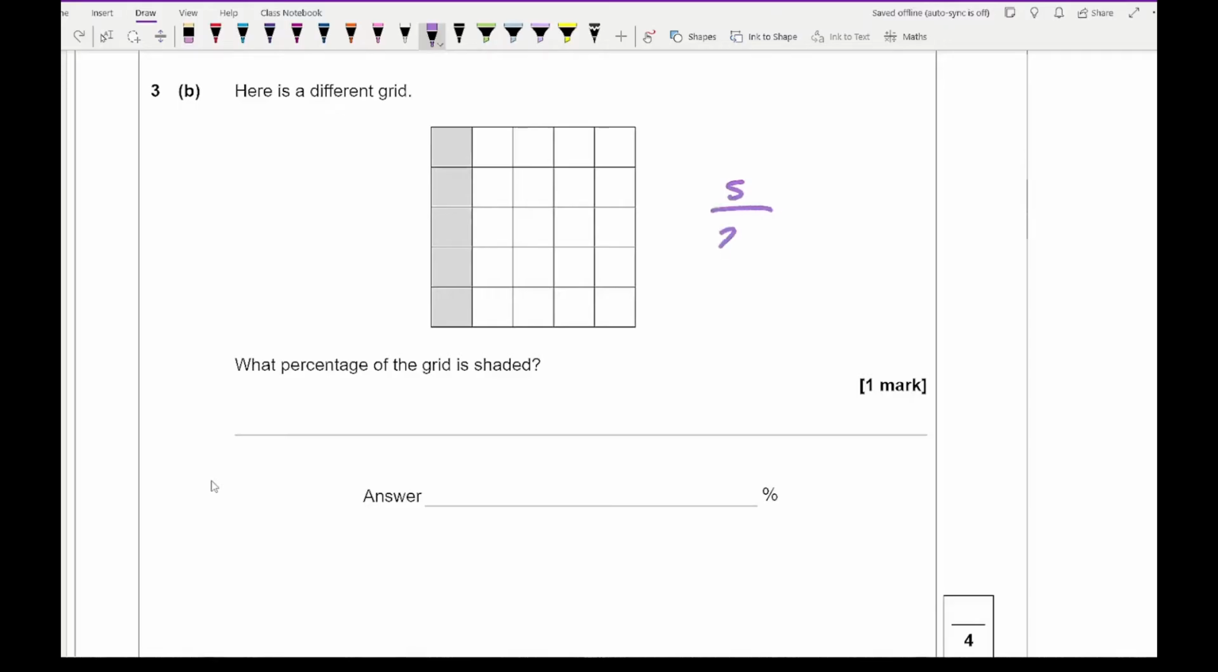Then moving on to question 3b, it says here is a different grid, and here we've got 5 out of 25 squares shaded. So what we want to do is convert it to a percentage. We want our denominator to be 100, so I multiply 25 by 4, so I need to do the same to the top, and 5 times 4 gives me an answer of 20.